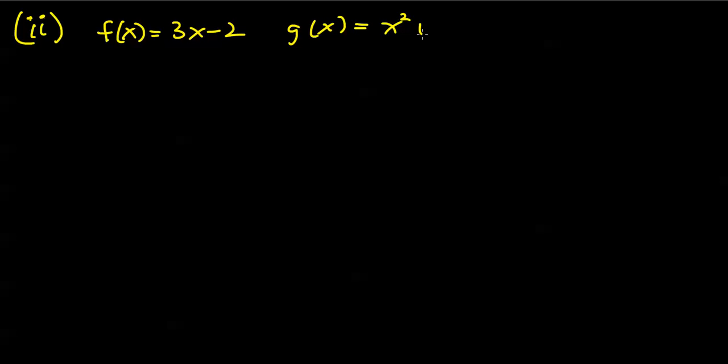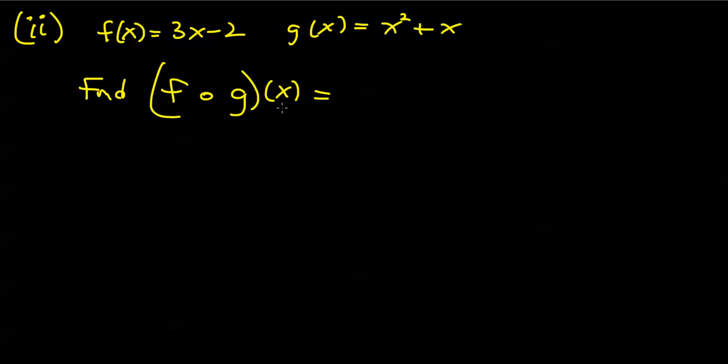Now let's try another one. Let's say number 2. I'm going to use the same function assignments. Let me write them down again because they've disappeared. f of x is 3x minus 2, and g of x is x squared plus x. Find f of g of x.